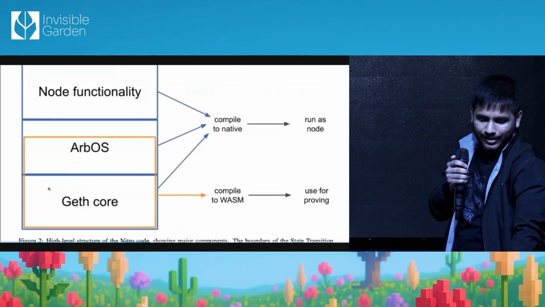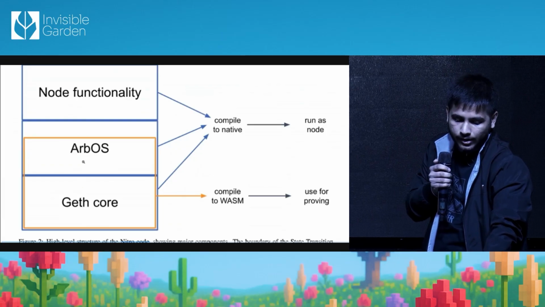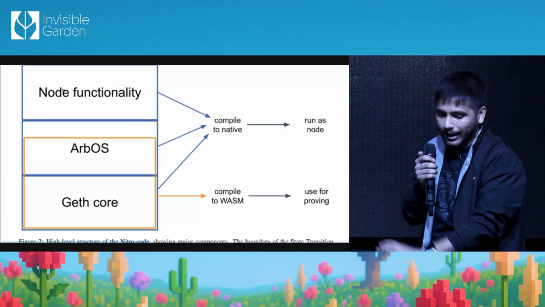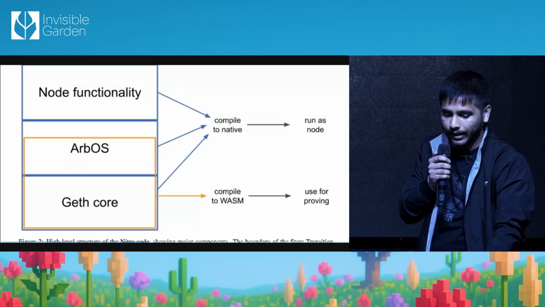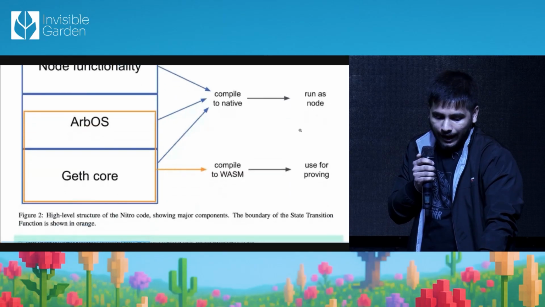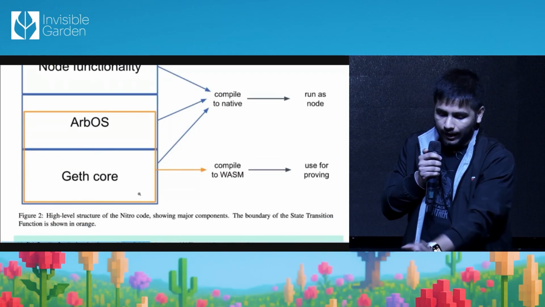This is the geth sandwich, as it's called in the paper. We have ArbOS, we have the geth core, and we have all the node functionality for RPC handling and everything. Then this compiles to native, and we can run it as a node. And the compile to WASM, I'll explain what it is.